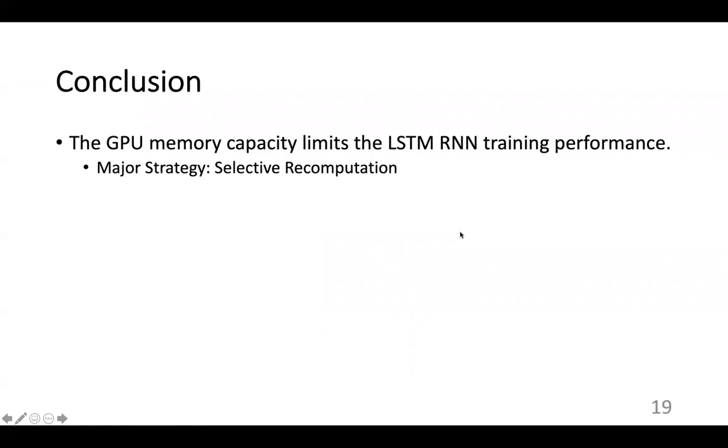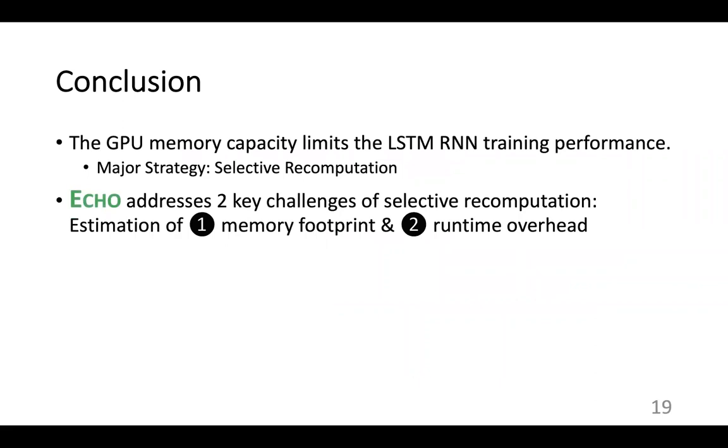In this talk, we start by making the observation that the GPU memory capacity limits the LSTM training performance. We pick selective recomputation as our major strategy because it is both general and potentially has low performance overhead. However, we observe that prior proposals on recomputation fail to deliver satisfactory memory footprint reduction. The reason is that those proposals did not address 2 key challenges that are required for recomputation to be efficient, namely the estimation of memory footprint accurately and the estimation of runtime overhead non-conservatively. We propose ECHO, a compiler-based GPU memory footprint reduction technique that addresses those 2 key challenges.